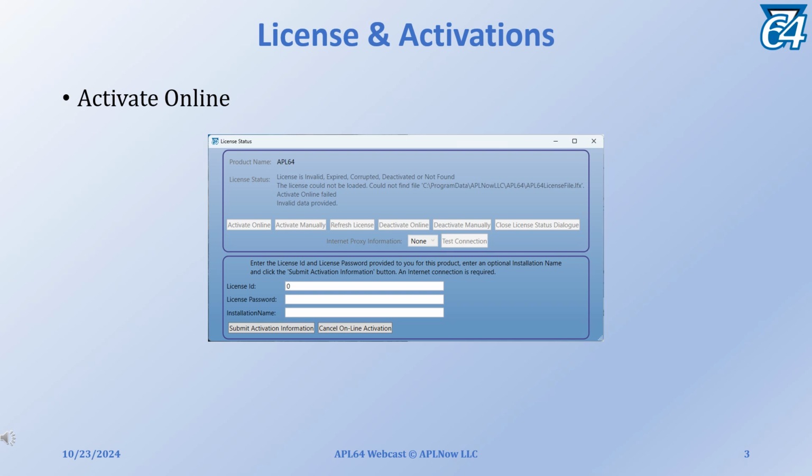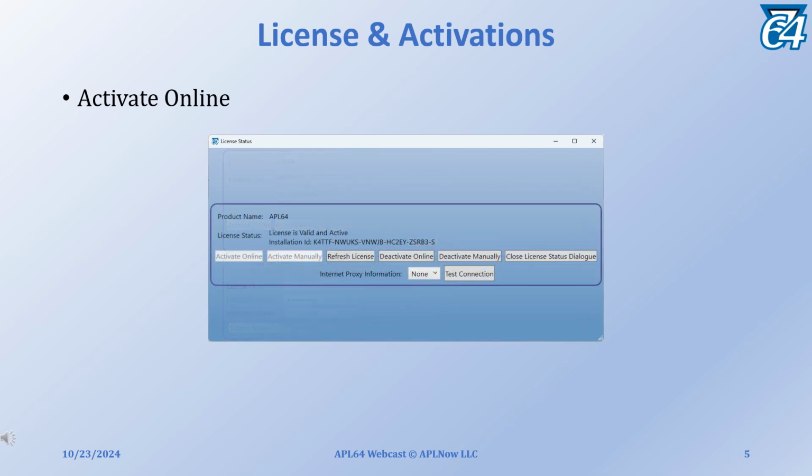This screen is where you will enter the license ID and license password that were provided to you by support at apl2000.com after you purchased the APL64 software. The information entered here is for demonstration purposes only. Note: the installation name text field is optional. Provided the license ID and license password are valid, clicking Submit Activation Information will display this screen.